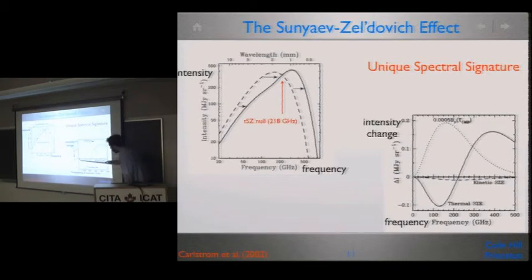And this is the same information just as delta intensity. So the TSZ spectral function is this solid curve here. So you have a decrement at these lower frequencies, the null at 218, and increment at higher frequencies. So the Planck channels span this whole range, and then ACT has channels at 150 gigahertz and 220. In principle, there was one at 277 gigahertz, but there hasn't really been any science data from that channel.